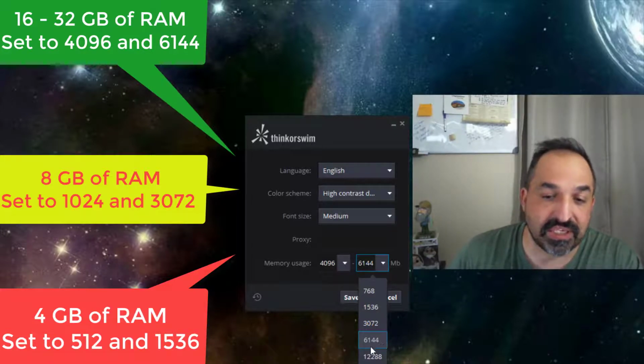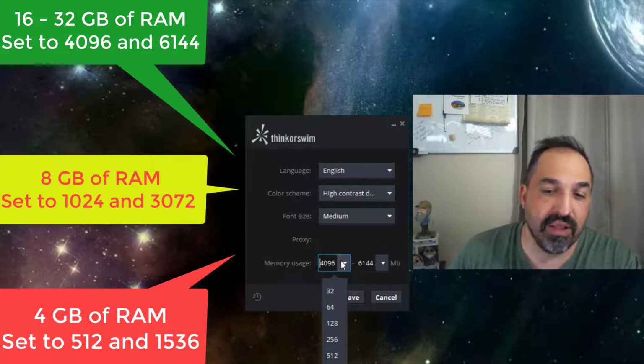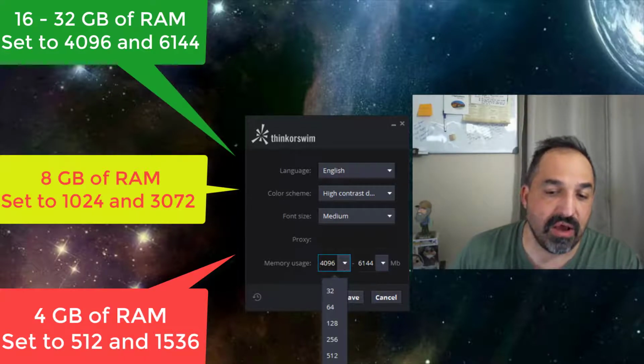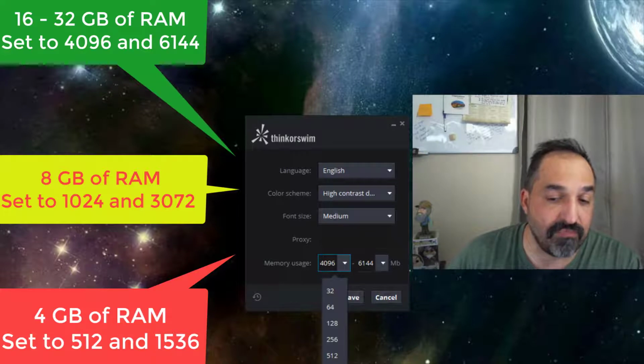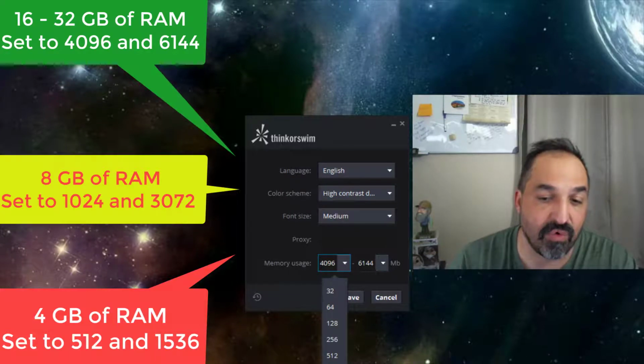So, 6 gigs of RAM equals 6,144 megabytes in this setting. Now, that's the maximum RAM, right? If you have the system resources in your computer and you're wanting to max it out on the high side, then on the low side, I would suggest 4 gigs of RAM, which comes in at 4,096 megabytes. That rounds out very nicely.